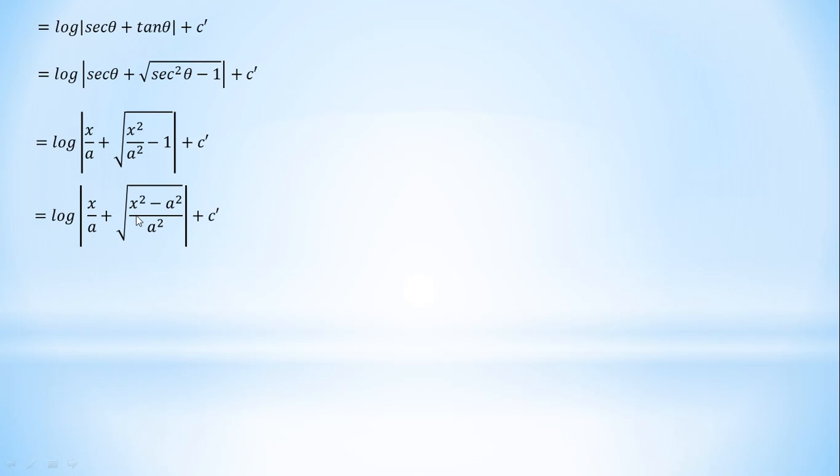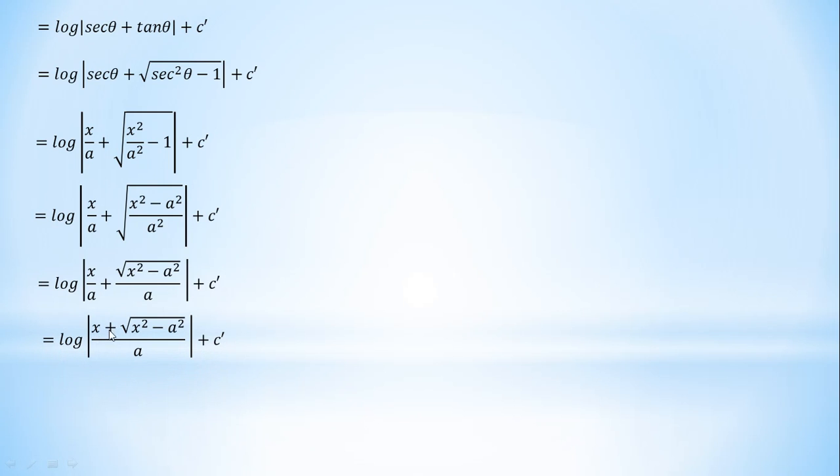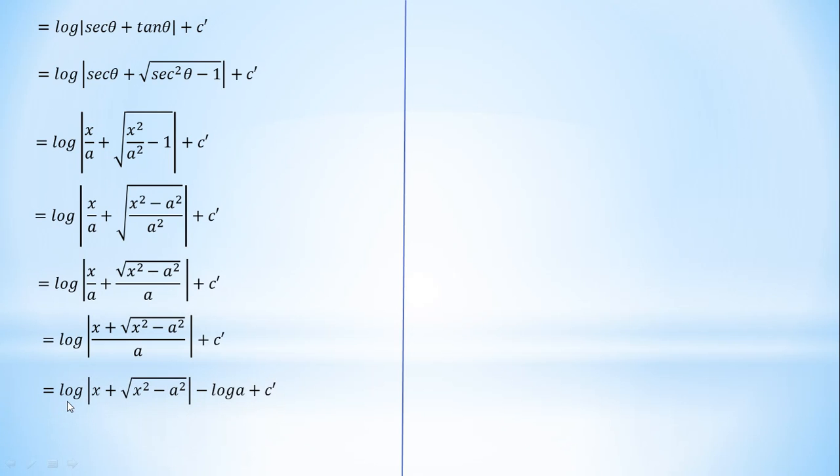In the square root, after cross multiplication, you will get x square minus a square upon a square. Now after taking the separate root, we get the term as x upon a plus root of x square minus a square upon a. Now the denominator is the same here, so you can write it as log of modulus of x plus root of x square minus a square upon a, plus constant c dash. Now further if you use the logarithmic rule, this can be written as log of modulus of x plus root of x square minus a square, minus log a, plus c dash.